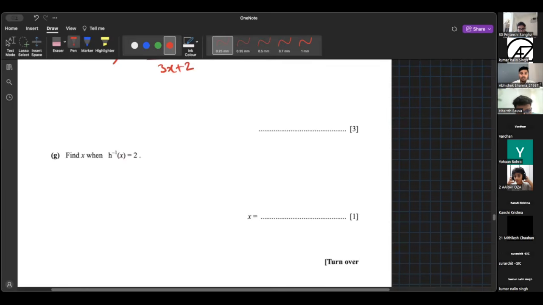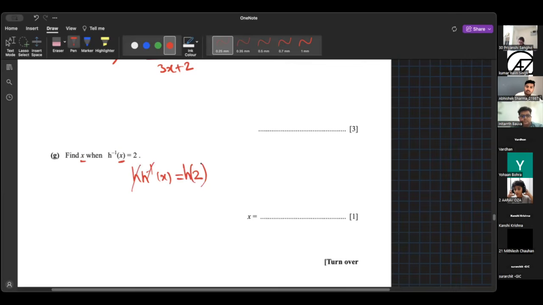Moving on to part G, it says find x when h inverse of x is equals to 2. So we have to find the value of x, right? So what we can do, h inverse of x is equals to 2, multiply by the h function both sides. So this will cancel out. We'll get x equals to h of 2. So x will be 4 raised to 2, that is 16.